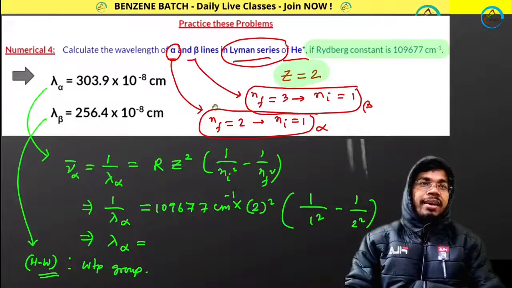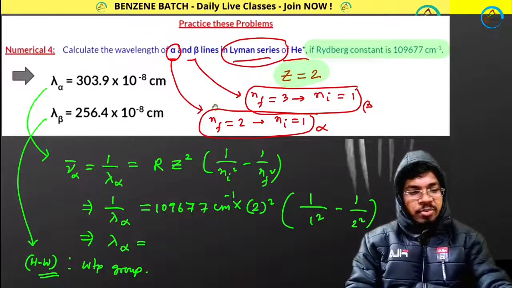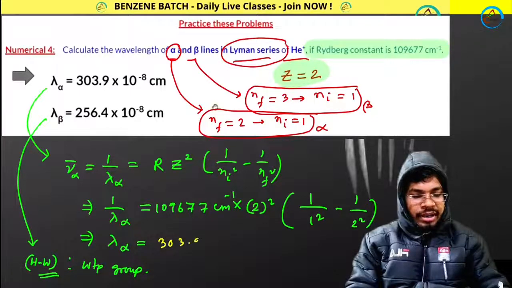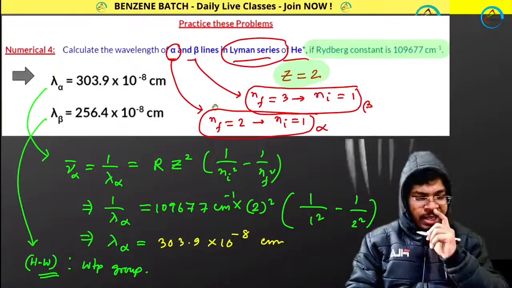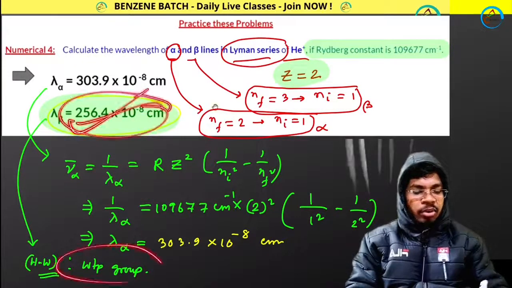So okay, I do it and get the same answer. Good job. So you will be getting these answers. If you do this calculation, you will be getting 303.9 multiplied by 10 to the power minus 8 centimeter. And similarly, just do the same thing for this one, and send it to the WhatsApp group.